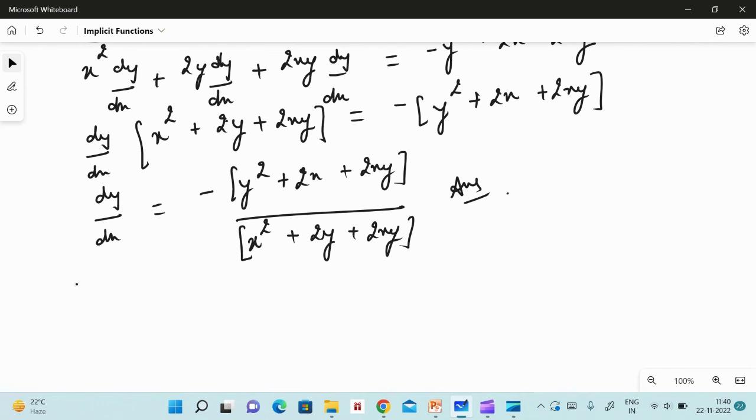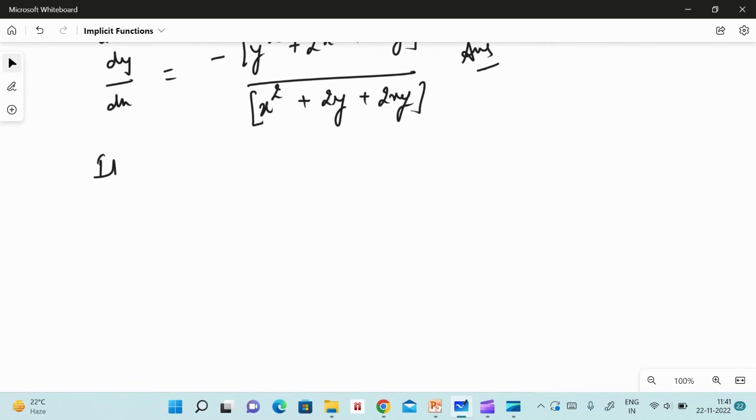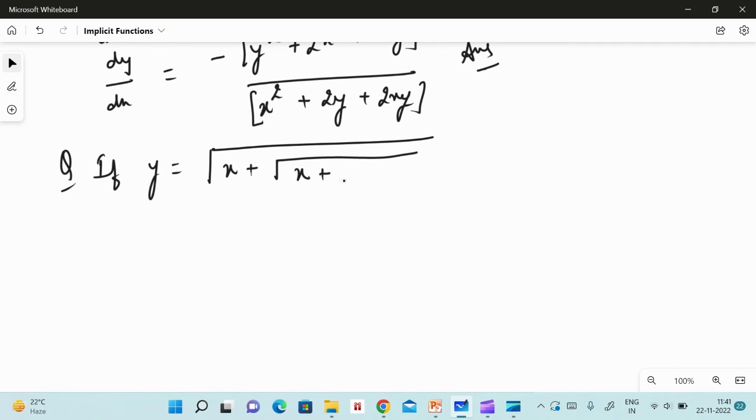Clear? So let's take one more question. Here it is given, if y is equal to root of x plus root of x plus root of x plus infinity, we have to show that 2y minus 1 into dy by dx is equal to 1, right? So we have to prove this.